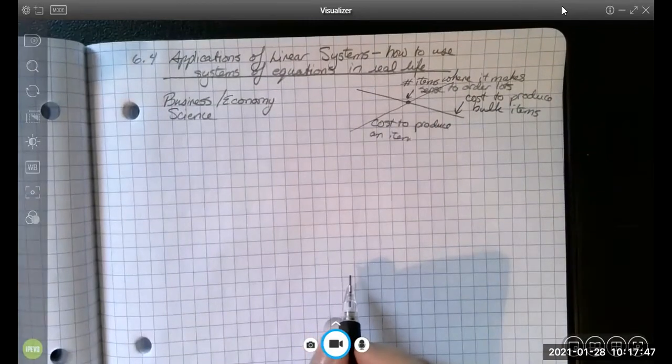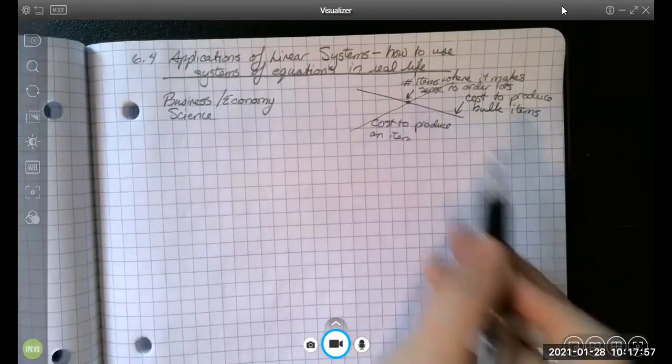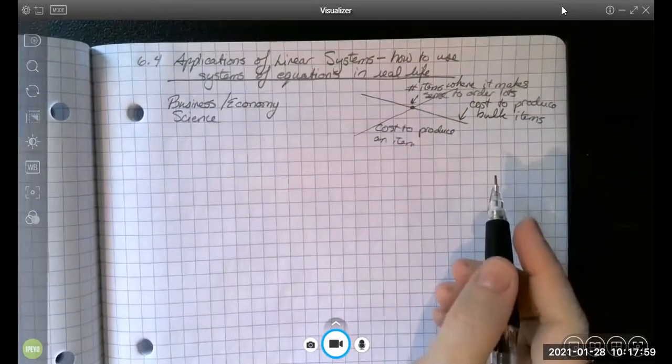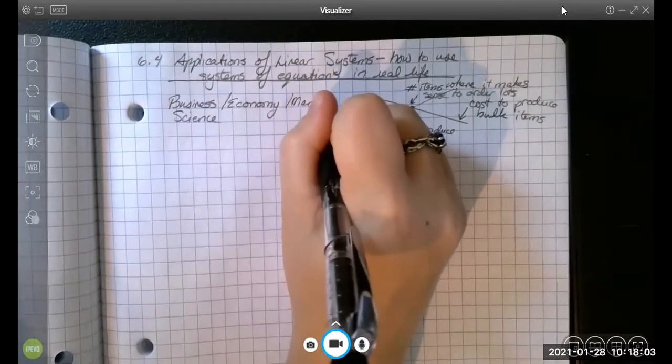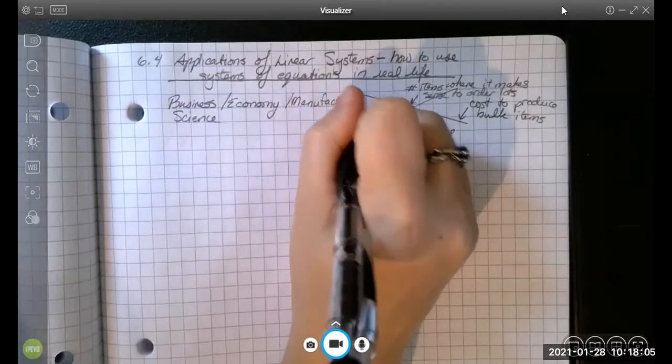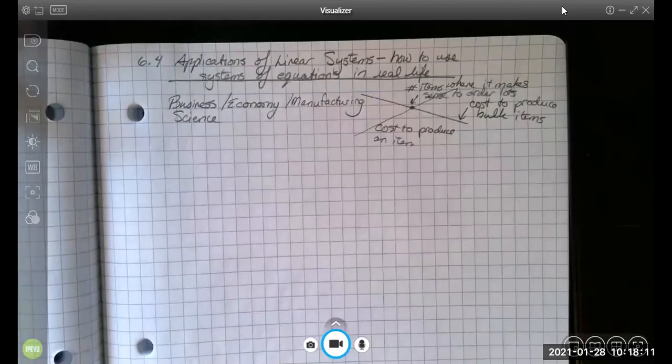Kind of like this. If you're buying something online and it says after the first 10 items, the cost changes and it usually gets cheaper, that's what this is. So that's a business thing. That's a manufacturing thing. Let me put manufacturing here. So this is why we care about this topic. If you don't care about it, that's fine. Just get good enough at it so you don't have to do it again.